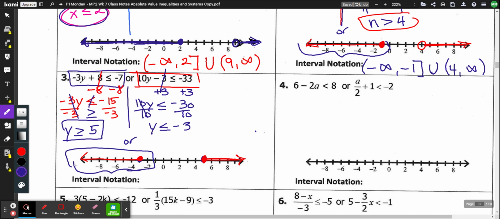I'm going to start with this one first. I'm going from negative infinity. I stop at negative 1 with the closed circle here. Okay, I stop at negative 1.